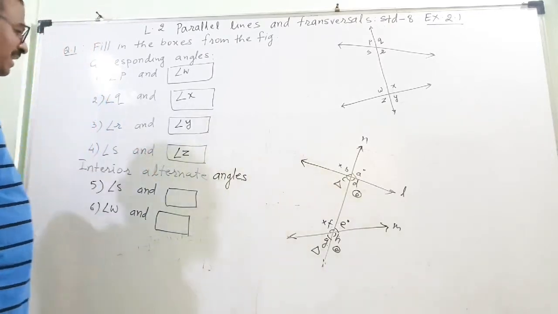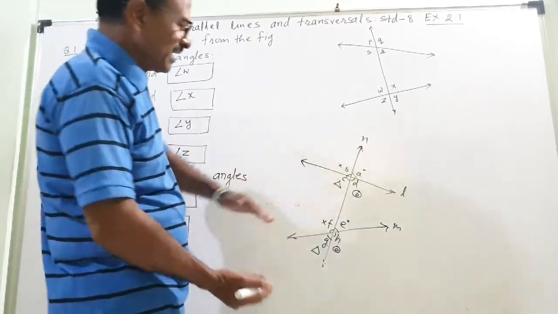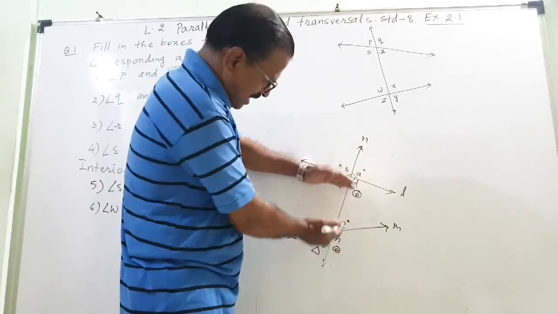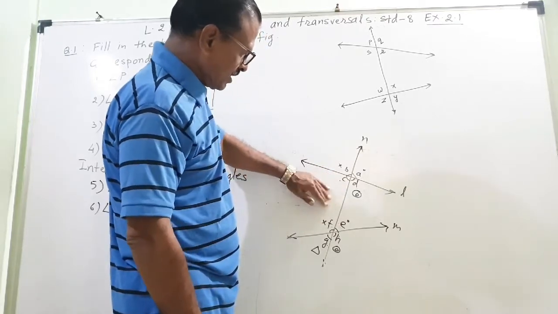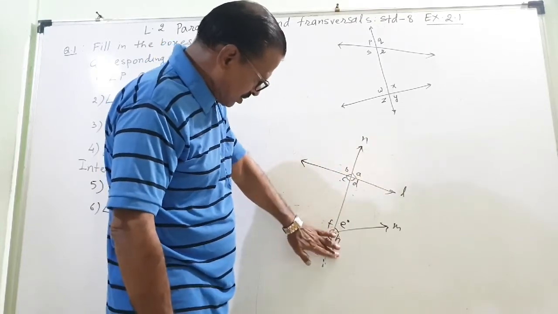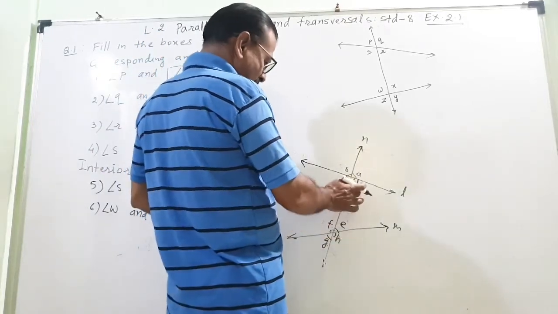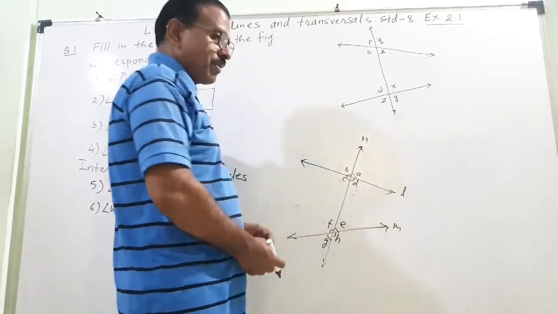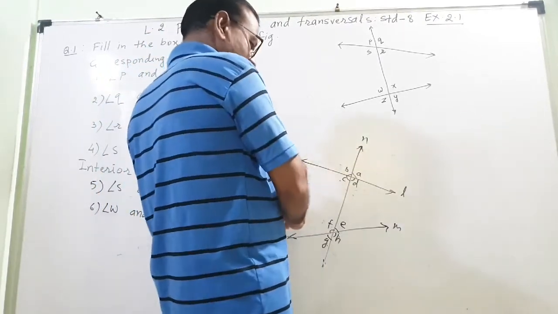Okay. Now interior alternate angles. What is meant by interior? Interior means inside. D is inside, E is inside, C is inside, F is also inside. So in this case, I will search for interior angle pairs first. Angles C, D, E, F, these are the interior angles. But alternate means one is on the right, so the other should be on the left.